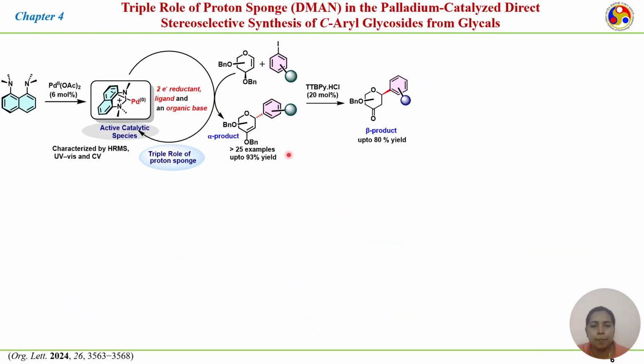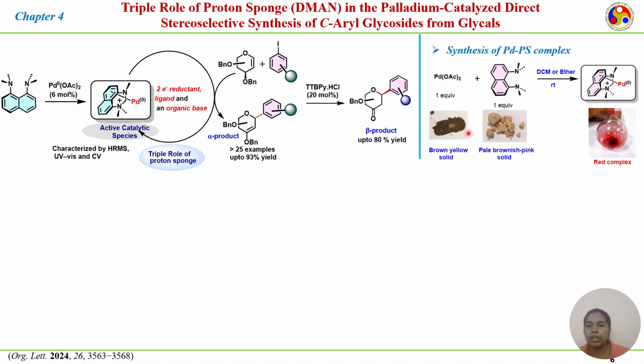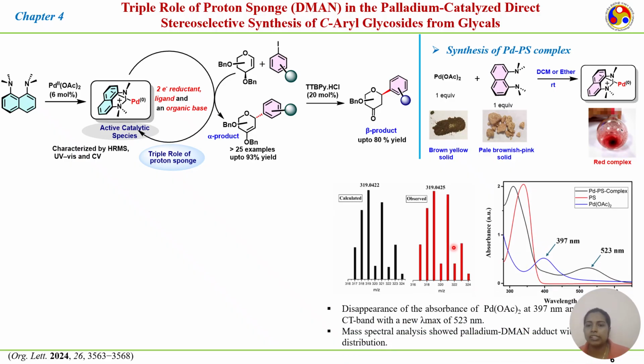In this fourth chapter, we have synthesized these alpha aryl C-glycosides using palladium-catalyzed Heck coupling reaction. Here we have used for the first time proton sponge, which acts as a reductant, ligand as well as organic base. Also, we have synthesized this beta aryl C-glycoside from alpha aryl C-glycoside using 20 mol % TTBP chloride. When we mixed palladium acetate and proton sponge in equimolar ratio, a red complex formed, and we characterized this red complex using HRMS and UV analysis.